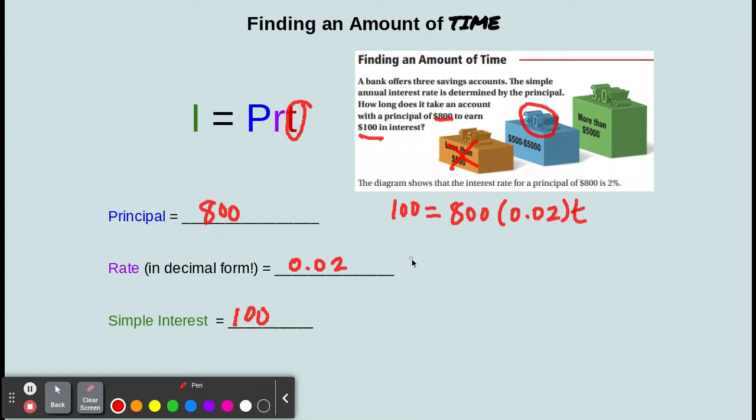So this simplifies down to 100 equals 16t. Divide both sides by 16, and we find that t equals 6.25 years. Okay, so it took us 6.25 years to earn $100 in interest when we deposit $800 and earn 2% interest.